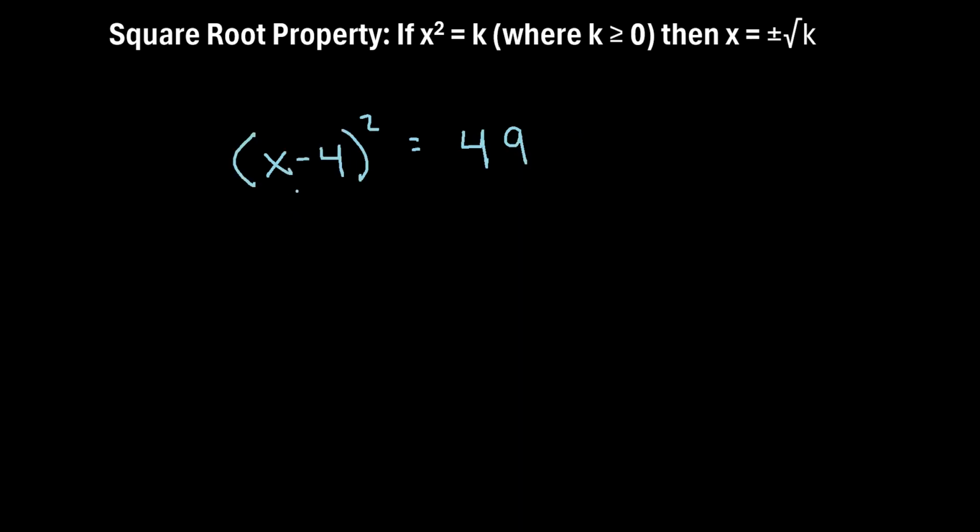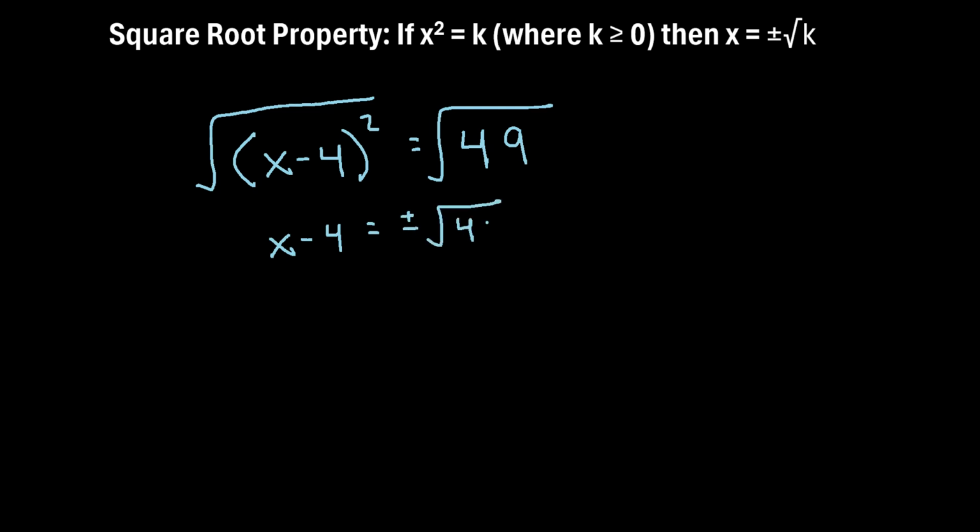All right, let's check out this example. We have x minus 4 squared is equal to 49. Now, to apply the square root property in this example, when we take the square root of each side, the square root of this expression raised to the power of 2 is just whatever is inside the parentheses right here. So we would just be left with x minus 4. And on the right-hand side, we would get plus or minus the square root of 49.